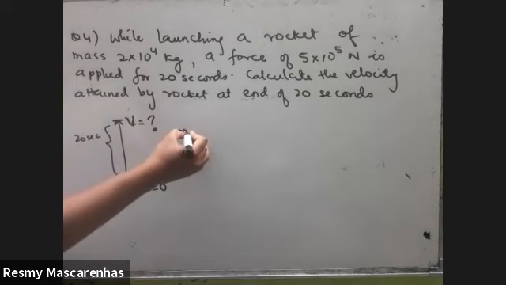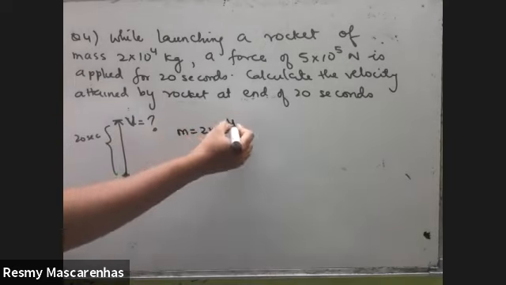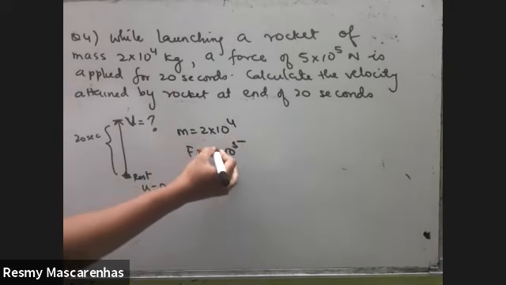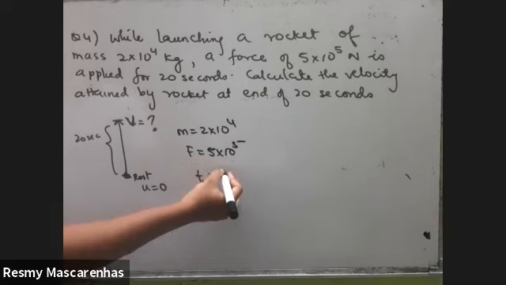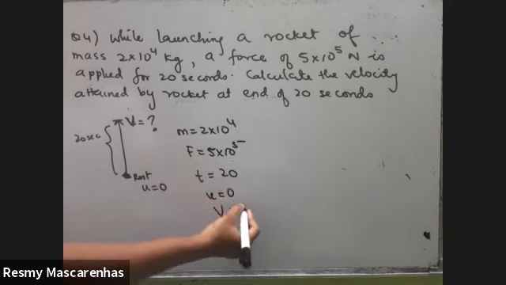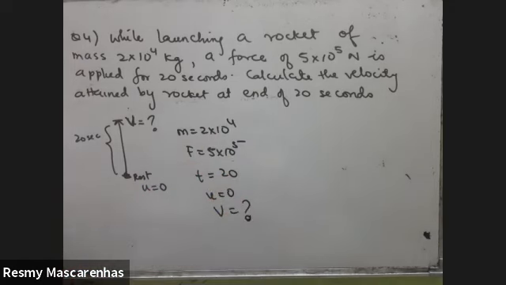Mass is given to me as 10 raised to 4. Force is 5 into 10 raised to 5. Time is 20 seconds. u is 0. v is how much? Now we can use that formula. The force is there, time is there, mass is there.